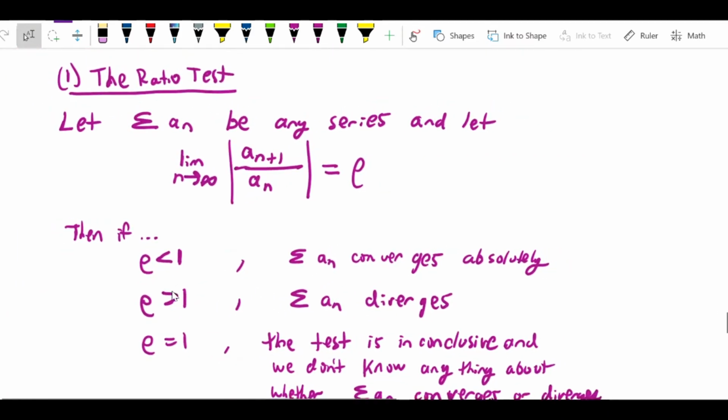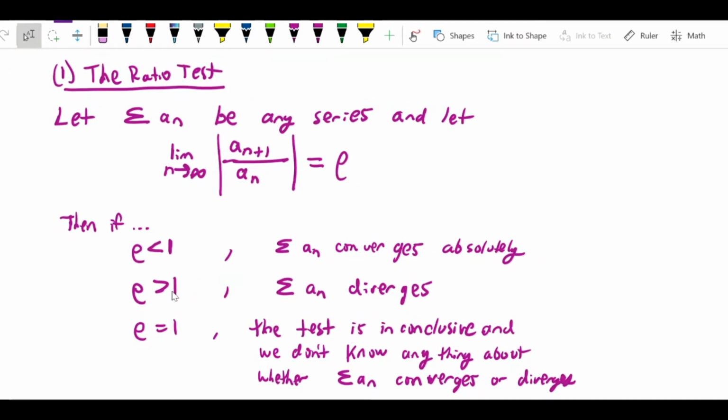First, the ratio test. So the ratio test says, let the sum of an be any series. It doesn't have to be a positive series, it can be any series. And we're going to calculate the limit of an plus 1 over an. So we're going to write two successive terms of the underlying sequence, one over the other, put an absolute value around it so that we're only considering the positive result, and then we're going to calculate that limit, and we're going to call that limit rho. This is the Greek letter rho, spelled R-H-O, and it's like the R in Greek.